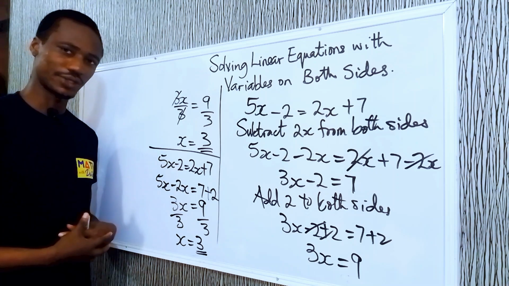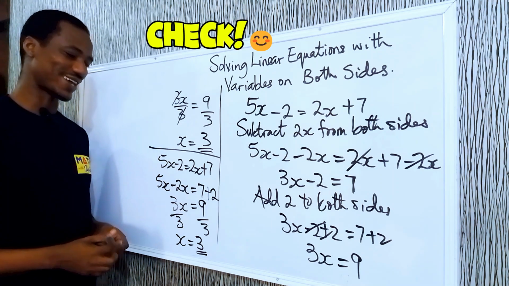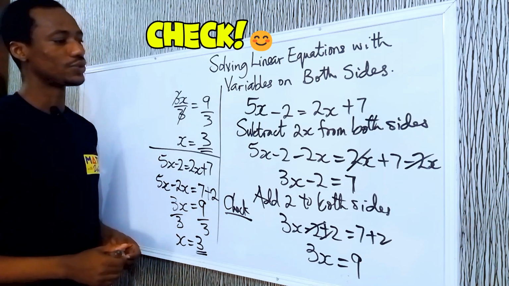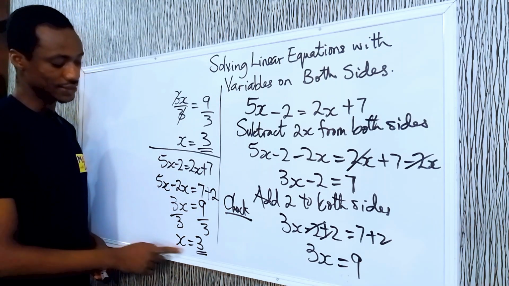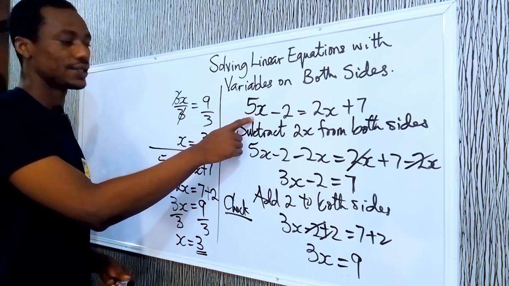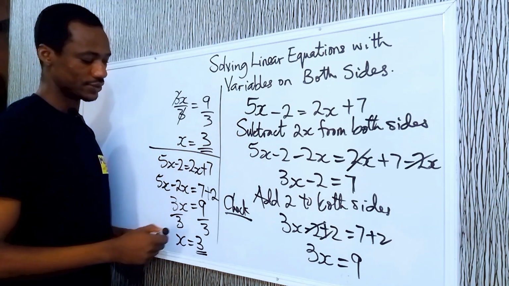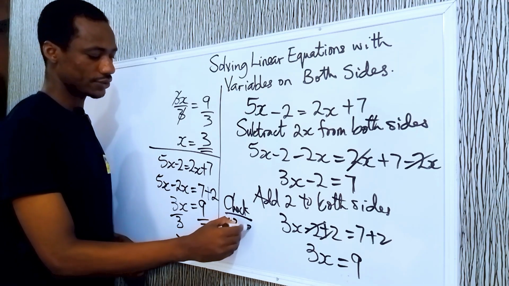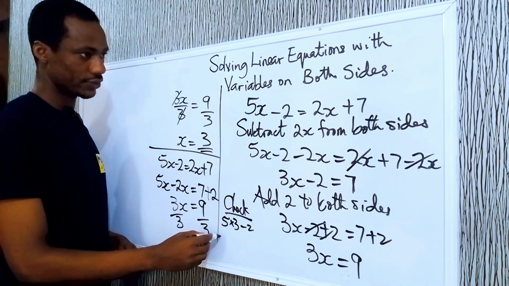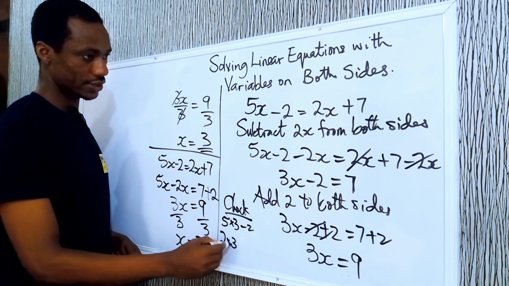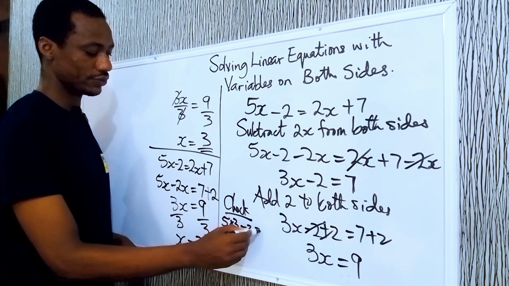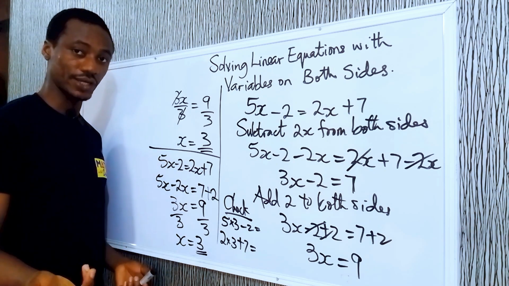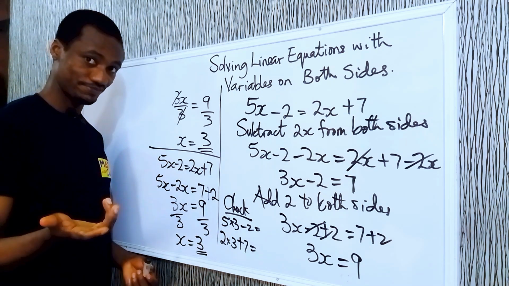One thing we have not done, can you remind me? Check. Yeah, you're right. So we need to check. We know that x equals 3, so we replace x here. That means we're going to have 5 times 3 minus 2, and then we also have 2 times 3 plus 7, and see if they will be equal to the same thing. 5 times 3 is 15, and 15 minus 2 is 13.